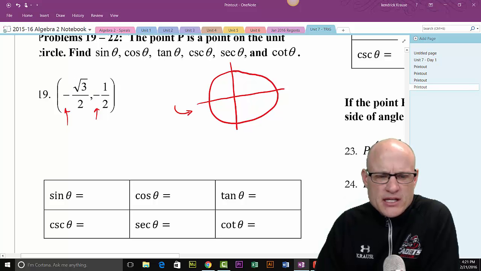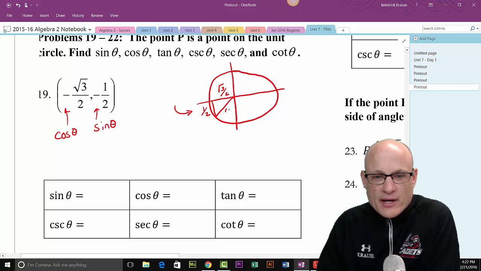Wait a second. If we're on the unit circle, we talked about the unit circle, this distance here was 1. And if I draw my triangle in, this x value, which is the square root of 3 over 2, and this y value, which is 1/2. If we remember correctly, this represents the cosine of theta, and this represents the sine of theta.